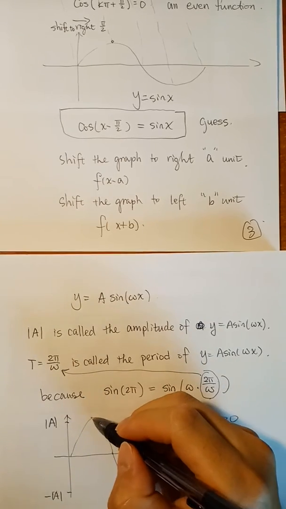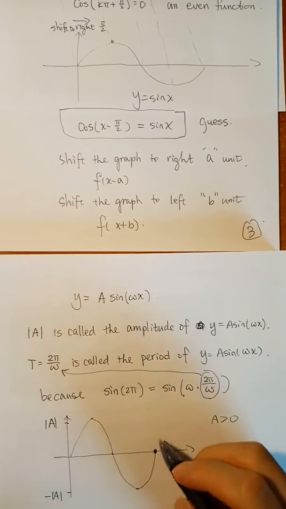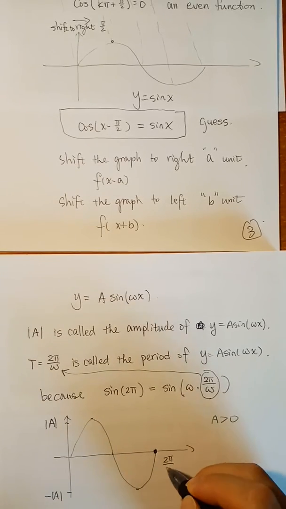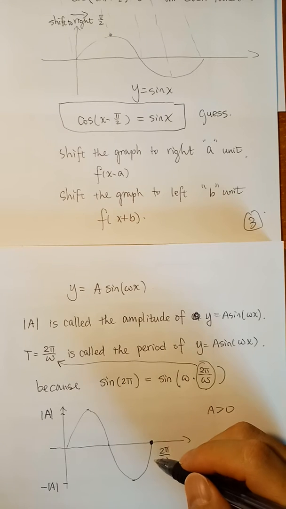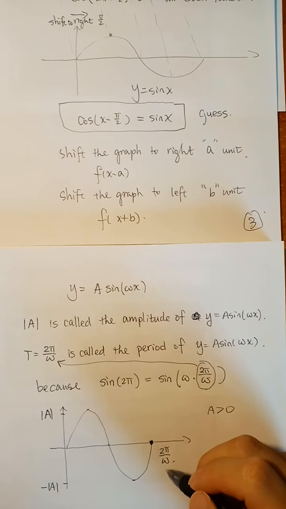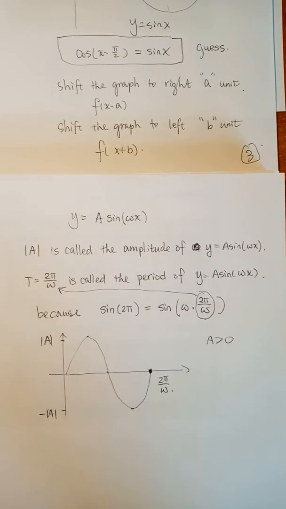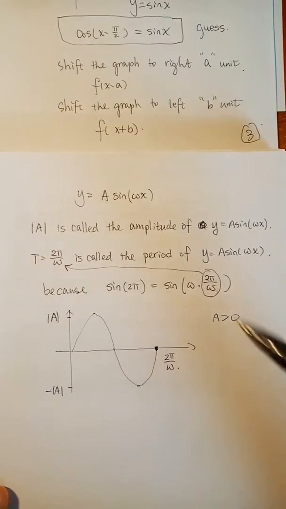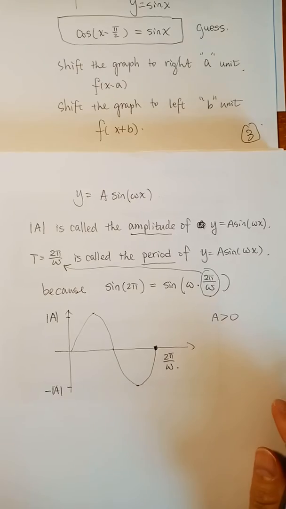So amplitude gives you the highest and the lowest point. Period gives you the length of one full cycle, which is 2 pi over omega. Okay, so that's the concept. One is called amplitude, the other one is the period of the function.